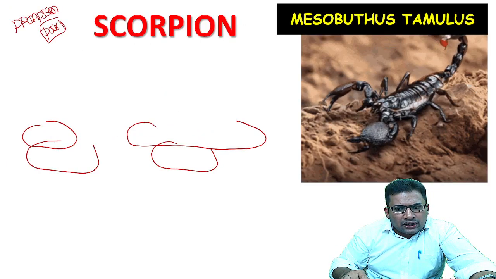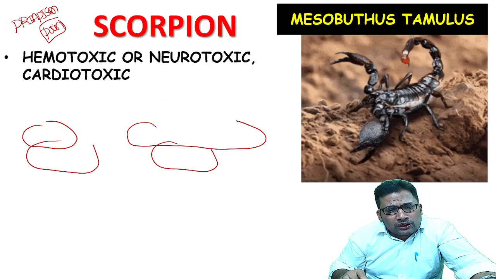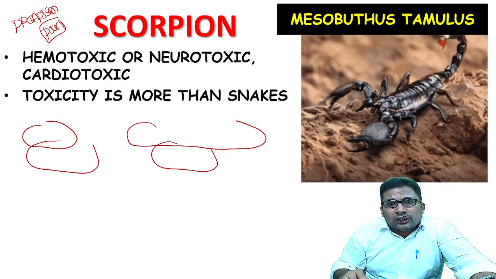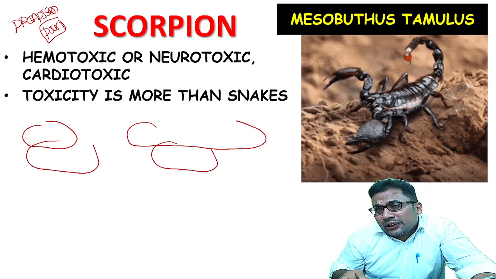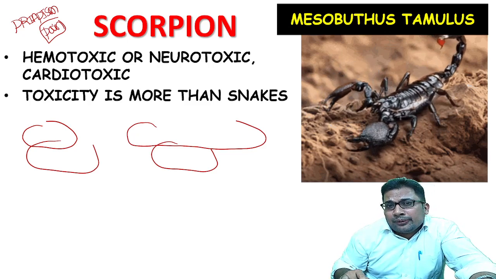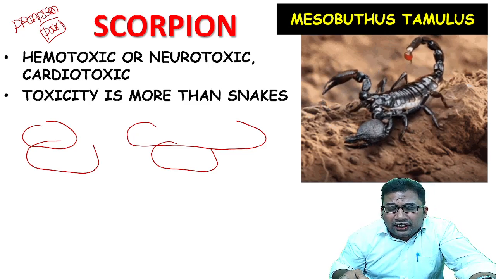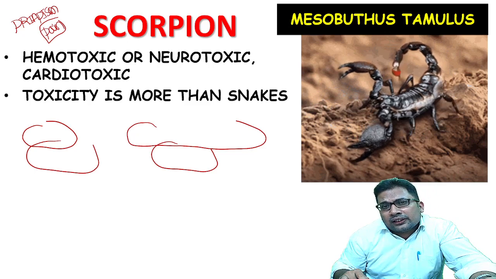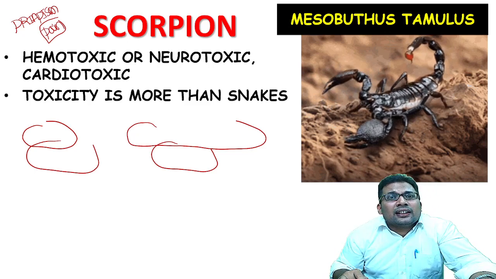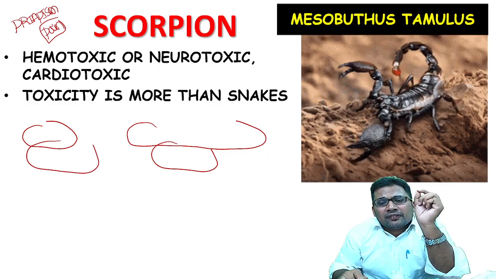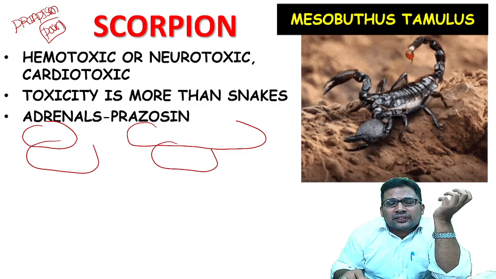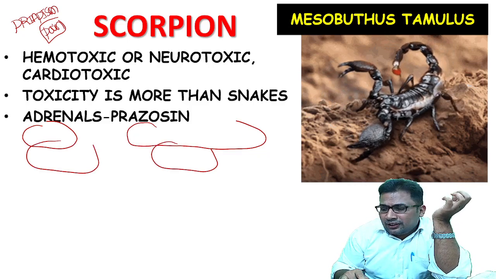Okay. Scorpion, remember, it can be hemotoxic, it can be neurotoxic, it can be cardiotoxic also. Toxicity is more than snakes, but death is very rare. Why? Because the amount of venom injected is very small. The venom of scorpion is more toxic than snake venom, but the amount injected is very small. The adrenal gland releases adrenal hormones. Prazosin is the physiological antidote.